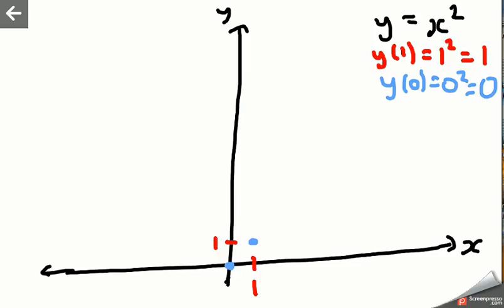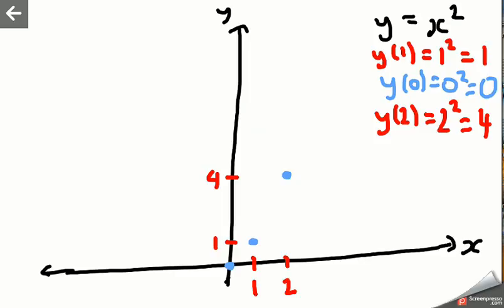Okay, how about now x equals 2? Well, when x equals 2, y of 2 is equal to 2 squared, which is equal to 2 times 2, and 2 times 2 is 4. So when x is equal to 2, y is actually all the way up here. y is actually equal to 4. So this thing is definitely not the same as a straight line.